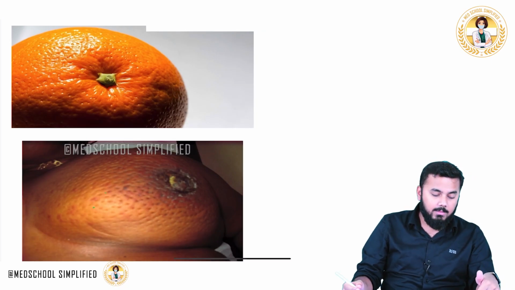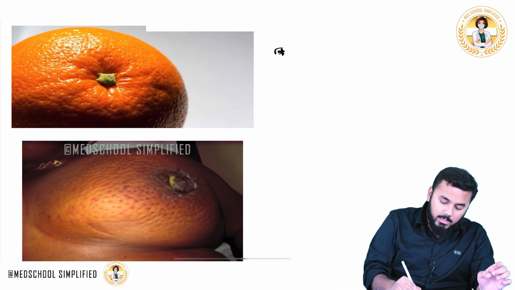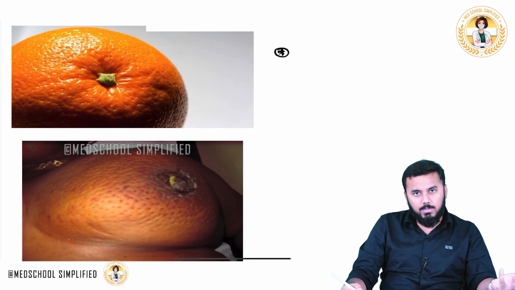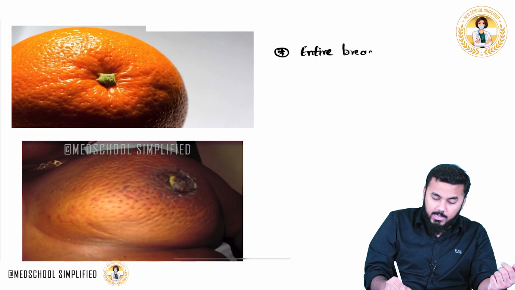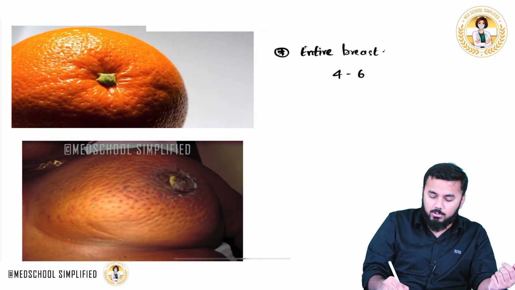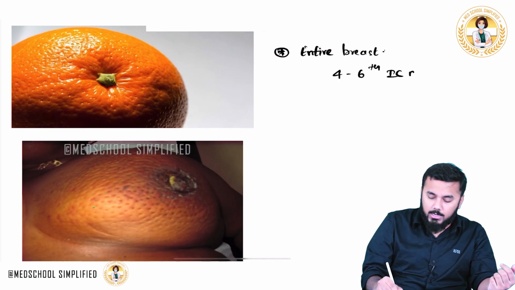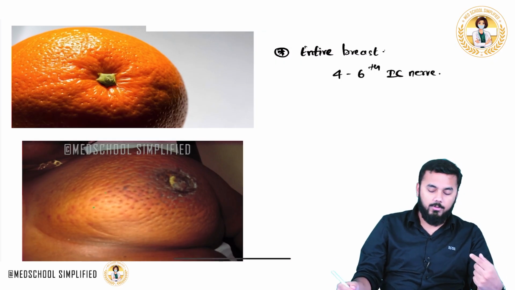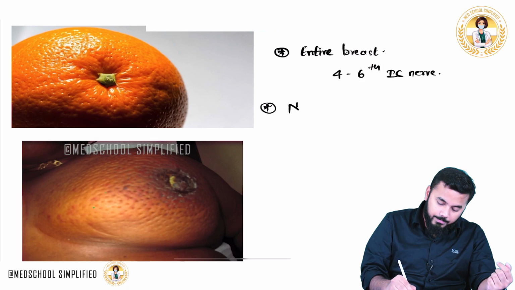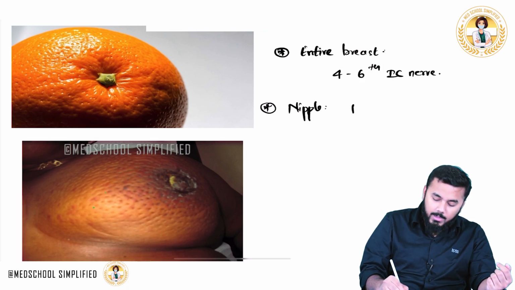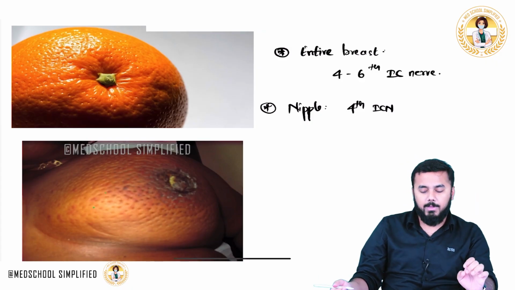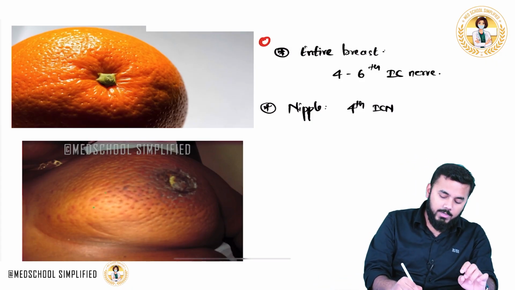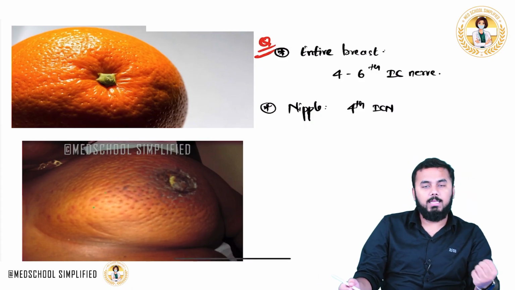And previously guys, there was also one more question that was asked in the exams, that which nerve supplies your breast. So remember one thing, the entire breast is supplied by 4th to 6th intercostal nerve. But whereas your nipple is supplied by the 4th intercostal nerve. Your nipple is supplied by 4th intercostal nerve, and the remaining every part of your breast is supplied by 4th to 6th intercostal nerve. This is very important, that has been asked previously in the exams. Okay.